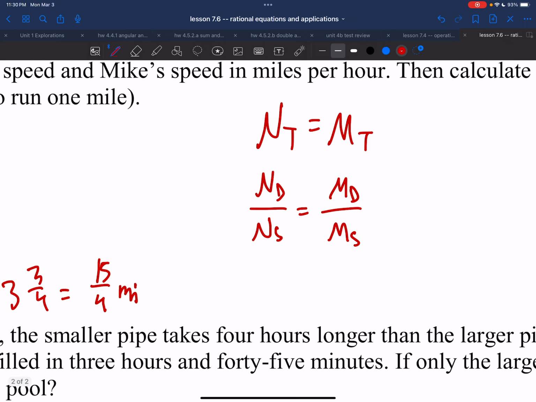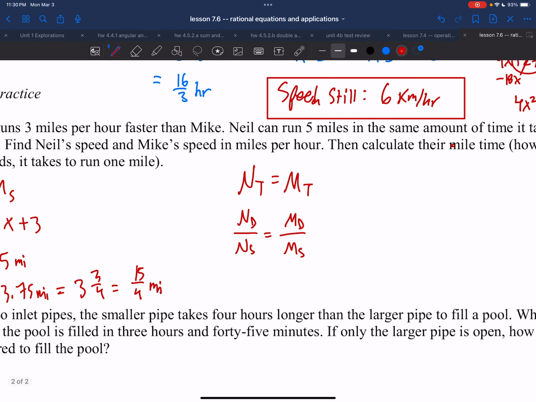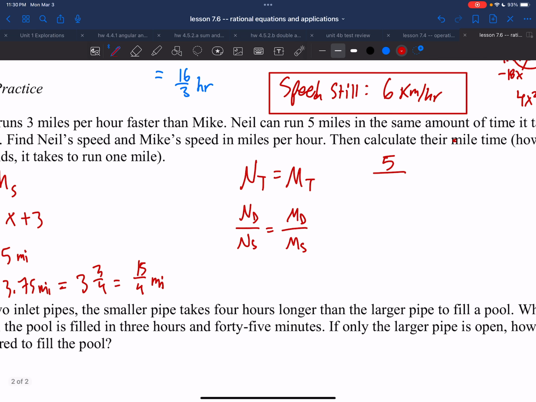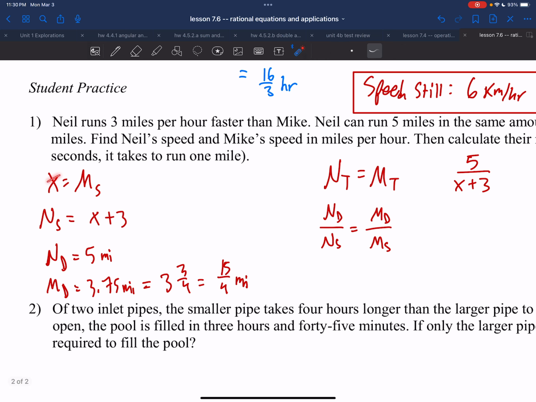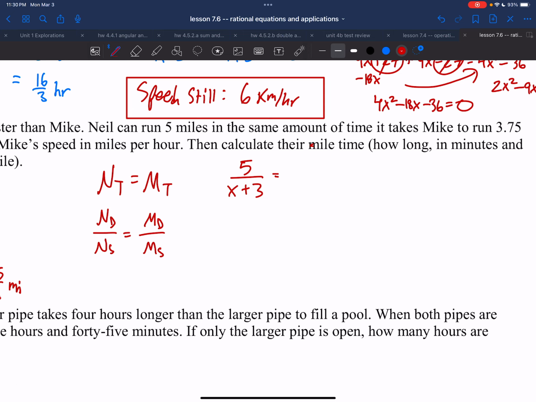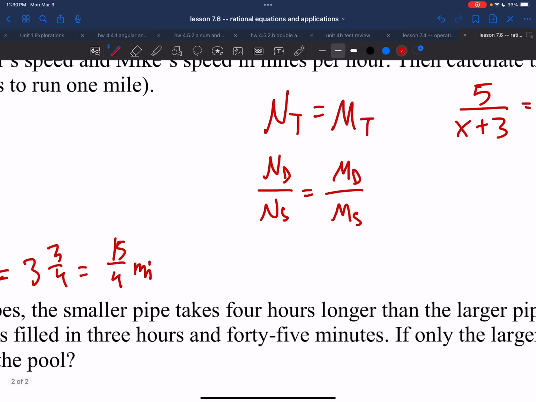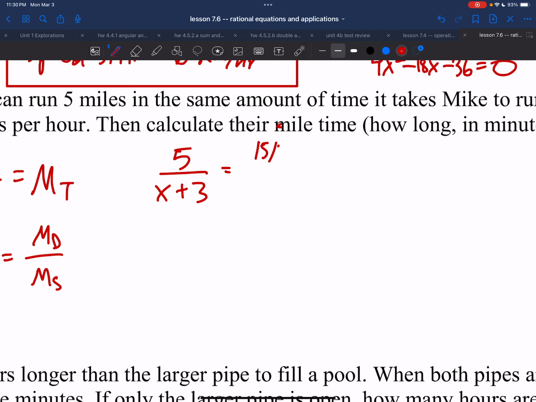So then I just plug in some stuff here. Neil's distance is 5 miles over Neil's speed is x plus 3, based off what I wrote over here. Equal to Mike's distance. Mike ran 3.75, but we rewrote that as 15 over 4. So, you could say this is 15 over 4 over Mike's speed. We don't know, so we call it x.